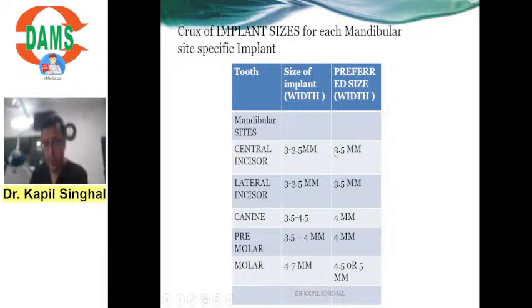Is it clear? So that's all for today. We'll be discussing the drilling protocols for implants next, because they're asking a lot of questions on how to drill, what the drills are, and how much to drill. So we'll be discussing that in the next part of implants. I think that would be the last part of implants. We'll be covering all the rest of the portion of the implant in the next class.